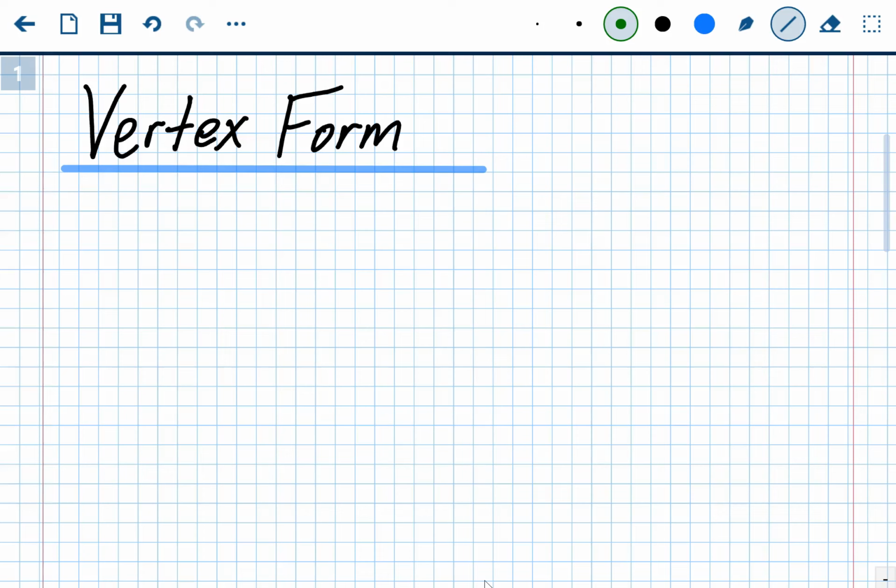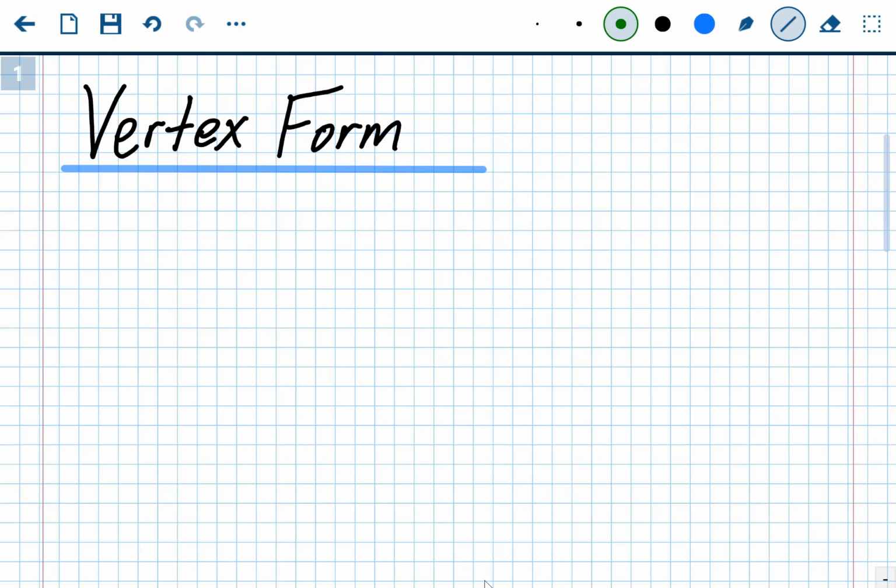Okay, Honors Algebra 1. This is the next section of the notes in the quadratics unit. And today we're going to talk about the last form of quadratics. So just like linear functions, there are three forms of a linear function: standard form, slope-intercept, point-slope. There's three forms for quadratics as well: standard form, factored form, and then finally vertex form.